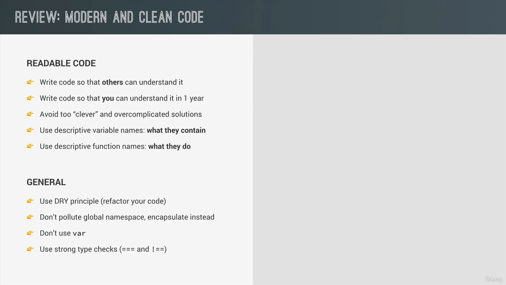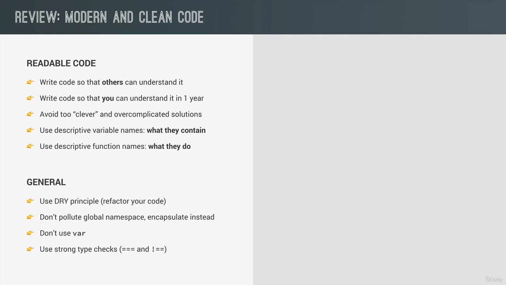Also, you shouldn't use var for declaring variables, right? So I've mentioned this one many times in the course, and so by now you already know that you should always use const, and only if you want to change any variable, then use let, but never var. And finally, you should always use strong type checks. So always use the triple equals over the simple double equals, which do not perform type checks.